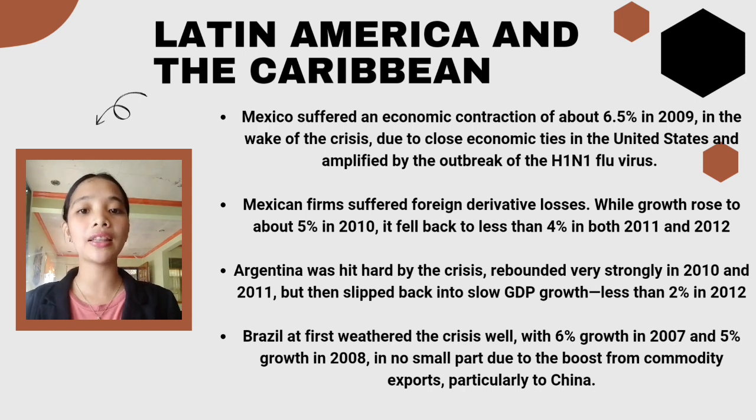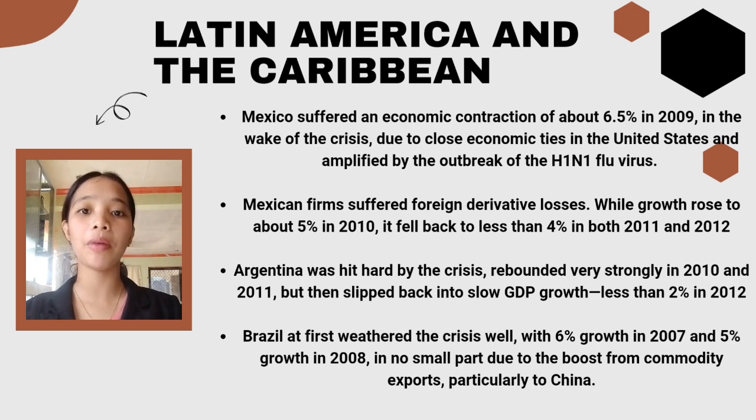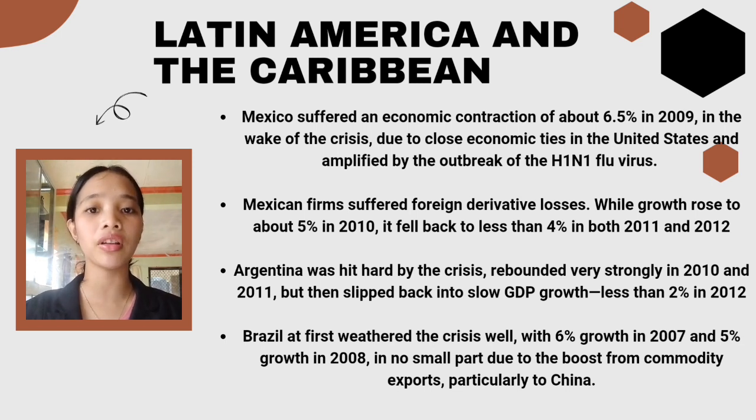While growth rose to about 5% in 2010, it fell back to less than 4% in both 2011 and 2012. While growth of remittances bounced back and remained strong in most regions, they stayed weak in Latin America and the Caribbean, where growth decelerated due to U.S. economic weakness and policy changes. Argentina was hit hard by the crisis, rebounded very strongly in 2010 and 2011, but then slipped back into slow GDP growth, less than 2% in 2012.